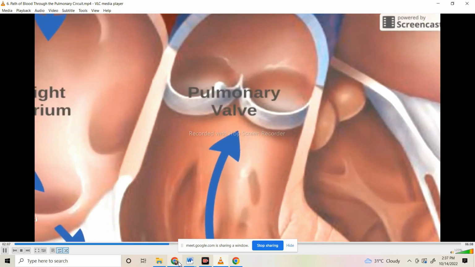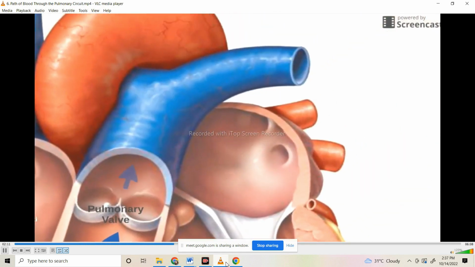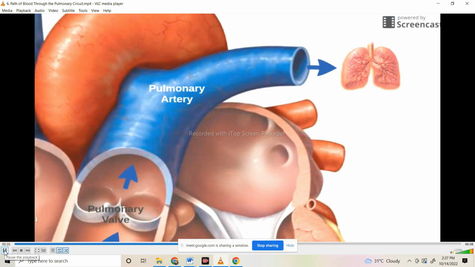The pulmonary valve then opens to allow that blood to flow into the pulmonary artery. The pulmonary artery then carries the blood to the lungs. Remember that the blood so far has no oxygen on it and instead has carbon dioxide. When the blood cells reach the lungs, they drop off the carbon dioxide to pick up oxygen.